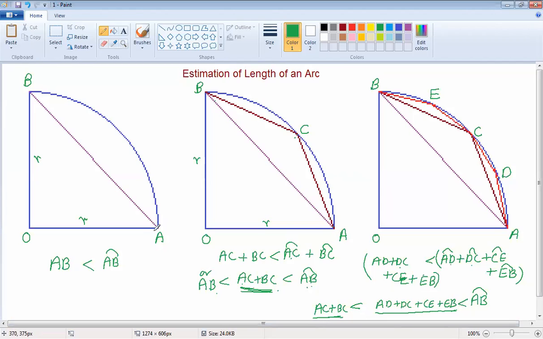So earlier we were thinking of the straight distance AB, but this was very much less than the arc length AB. Then we came to the sum of the distances AC and BC. Comparatively, this is closer to the arc length AB, but still it is not equal to the arc length AB. Then we have taken the four distances. Their sum is much closer to the arc length AB, though it is still less than the arc length AB. Up to this point, what I have told, have you understood?